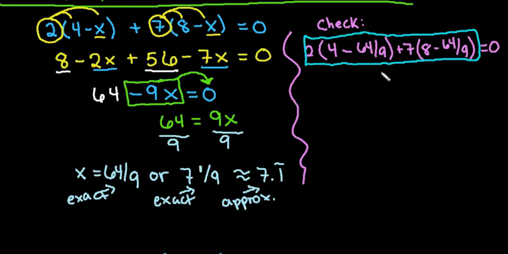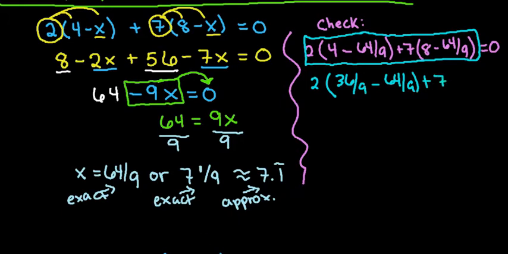Because I want to show you how to do this with the work, you could either distribute the 2 first, or you can simplify what's inside. Both will give you the same answer. I'm going to go ahead and just simplify what's inside each of the parentheses and see if it works out. So 4, if you think about it in terms of ninths, 4 times 9 is 36. So this is really 36 ninths minus 64 ninths.